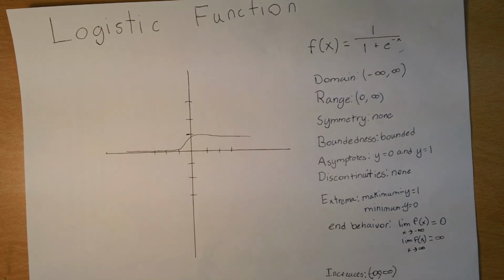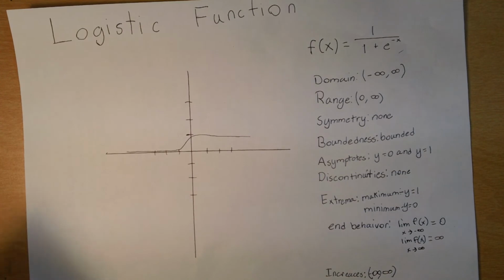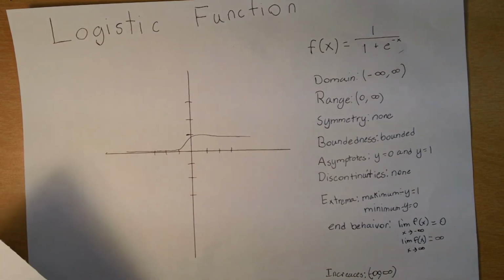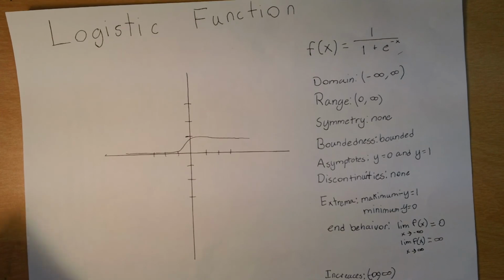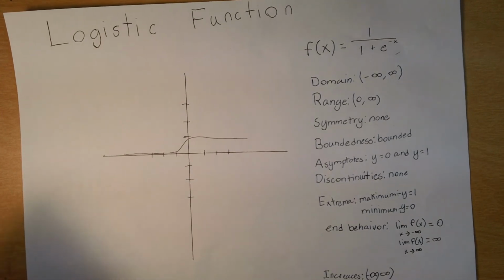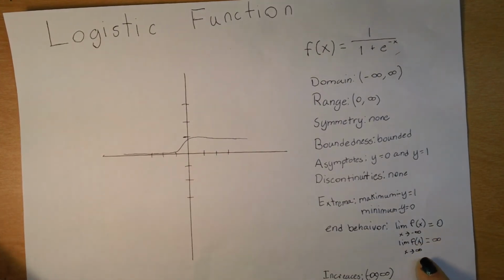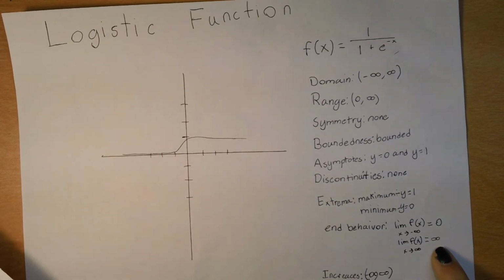There's no symmetry, because the function is continuous and it's bounded at all possible x values. There's no vertical asymptote because it touches all x values, but the function does not touch y equals 0 or y equals 1. There's no discontinuity because it is continuous. It increases from negative infinity to infinity because it touches all possible values of x. And as x approaches negative infinity, y approaches 0, and as x approaches infinity, y approaches 1.